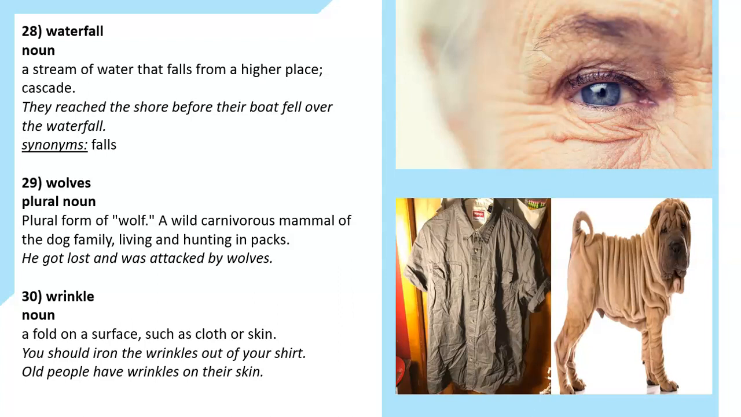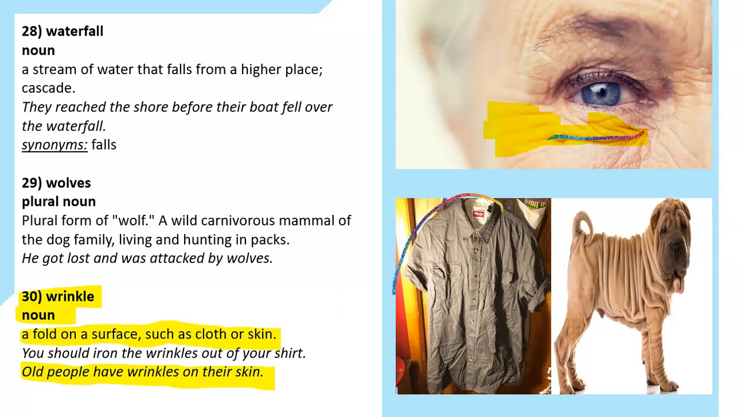And our last word is wrinkle. Wrinkle is a noun, and a wrinkle is a fold on a surface, such as cloth or skin. For example, old people have wrinkles on their skin. This is what wrinkles look like on the skin. As we become older, our skin starts to fold, and that makes these wrinkles.